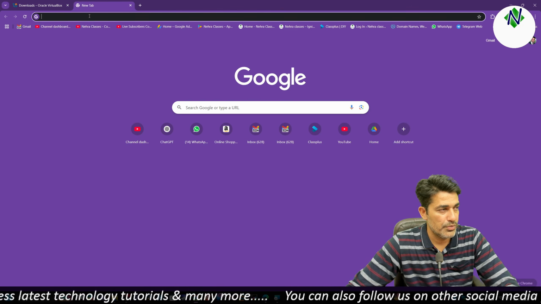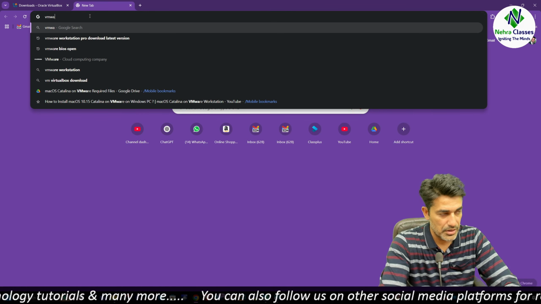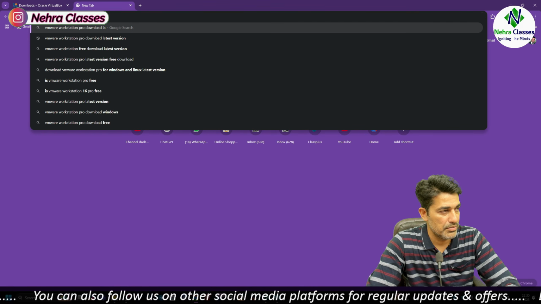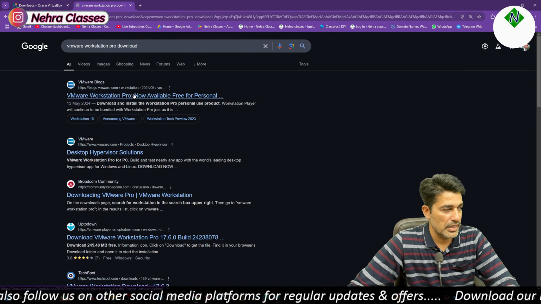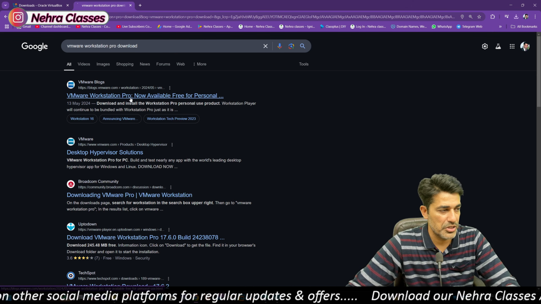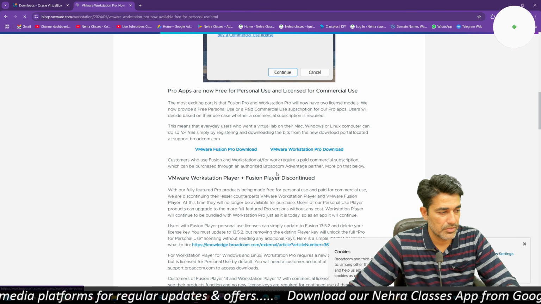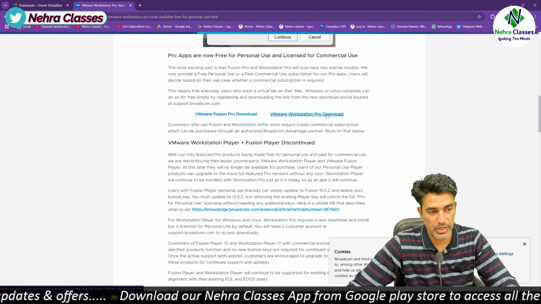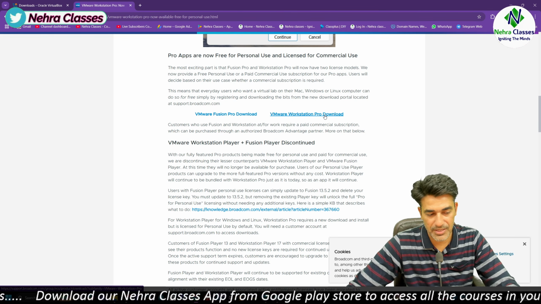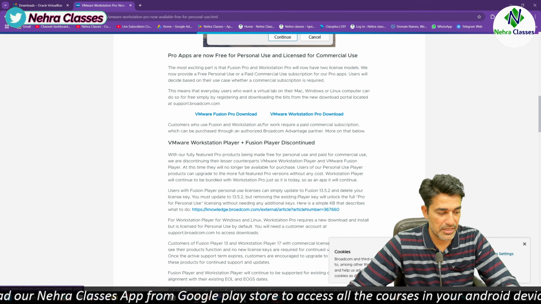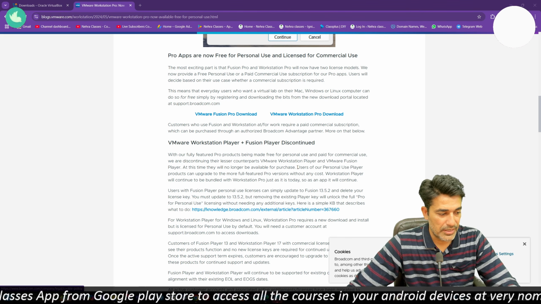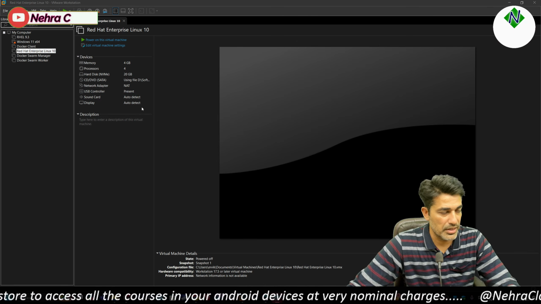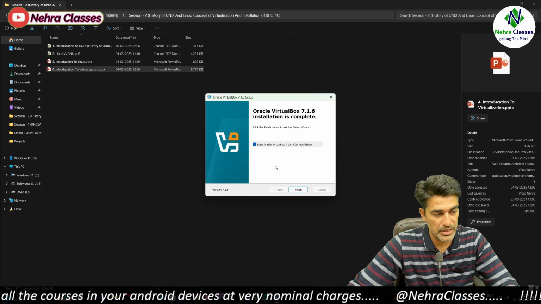Or if you want to go for VMware Workstation, you can get it from this page. VMware Workstation Pro download. You can download the setup file and run it. After that, you will find this software installed in your machine, and there you can create the virtual machines. I will show you how you can create the virtual machine there.